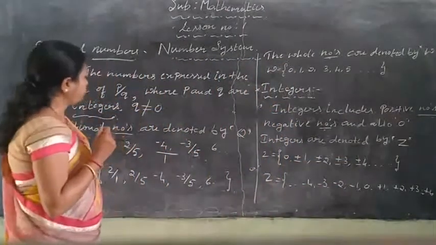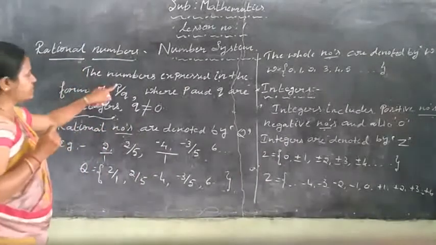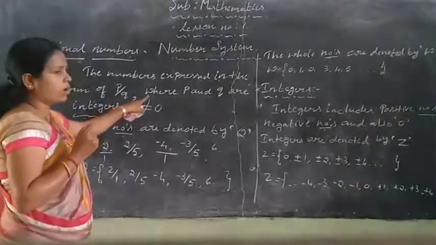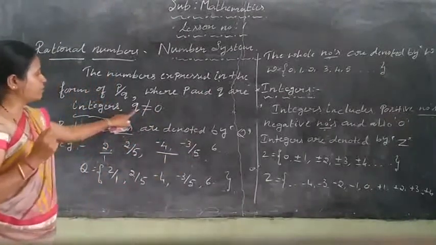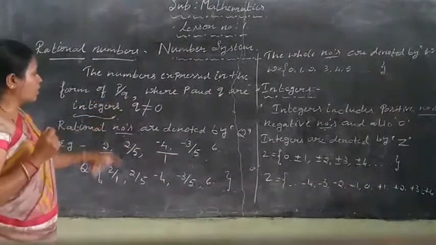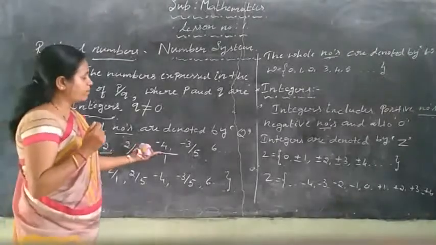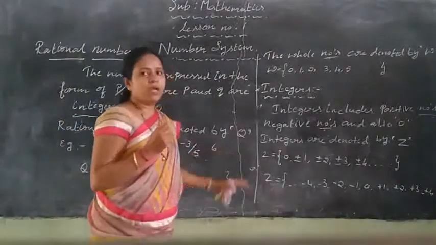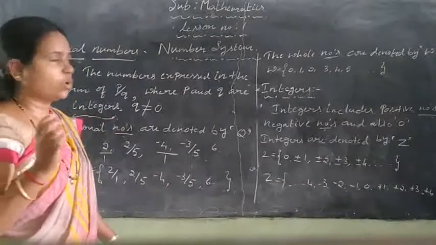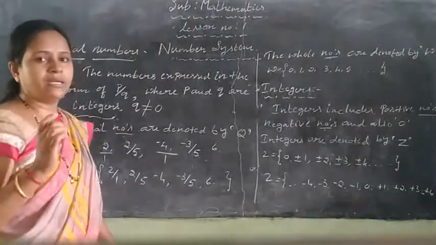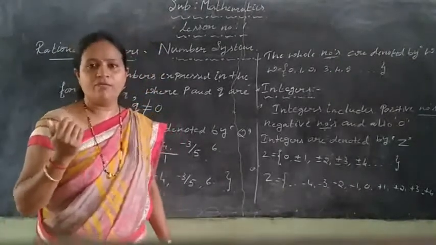So the next one is, children, rational numbers. Rational numbers means the numbers which are expressed in the form of P by Q, where P and Q are integers and Q should not be equal to 0, are called rational numbers. Examples: 2, 2 by 5, minus 4, minus 3 by 5 and 6. I hope you have understood all the numbers, isn't it? Natural numbers, whole numbers, integers and rational numbers. Now we should move on to the exercise problems, children. We take it one by one.